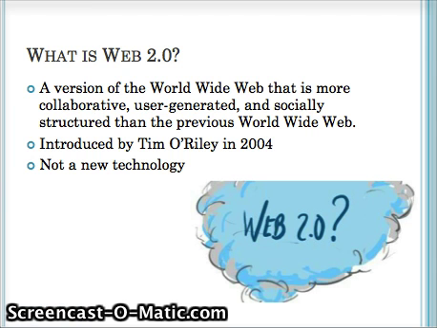So first off, what is Web 2.0? Web 2.0 can be defined as a version of the World Wide Web that is more collaborative, user-generated, and socially structured than the previous World Wide Web. The term Web 2.0 was introduced by Tim O'Reilly at the Web 2.0 conference in 2004 to describe a new generation of web apps that had user-generated content, and data was the driving force. This was not a new technology, but a change in how developers and users built applications on the web.